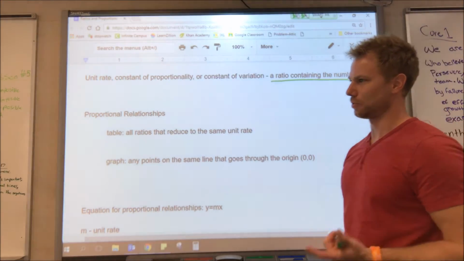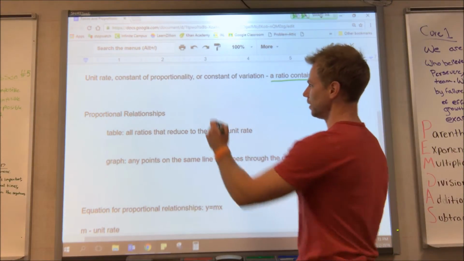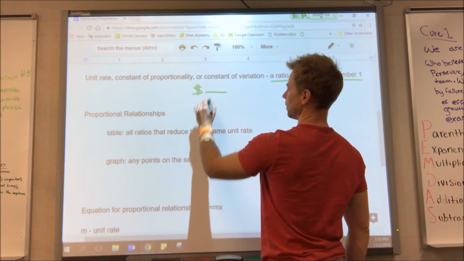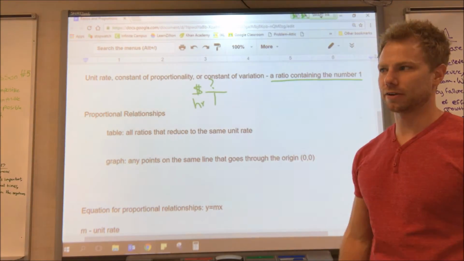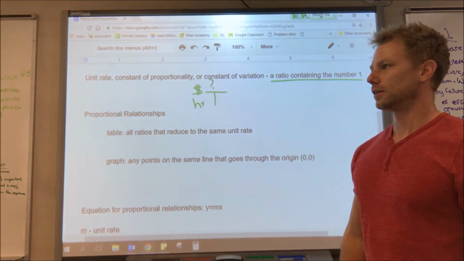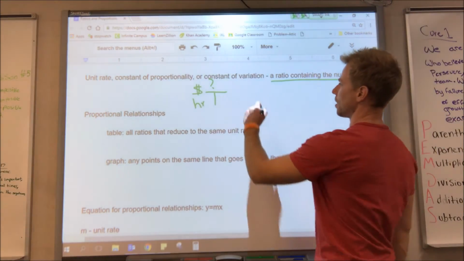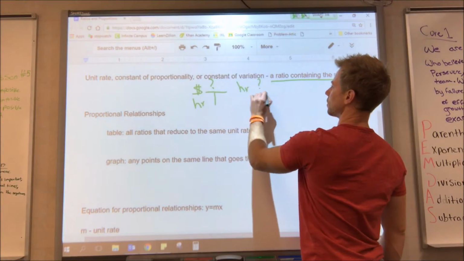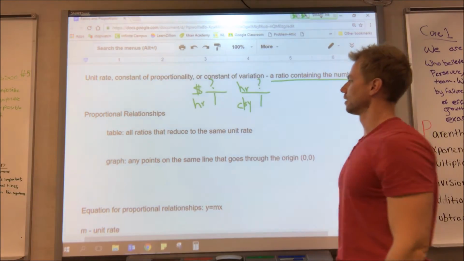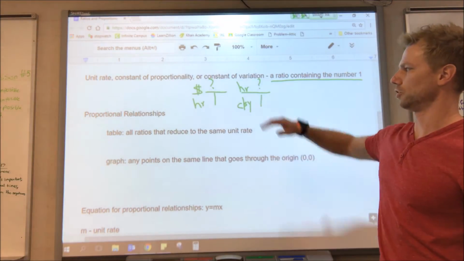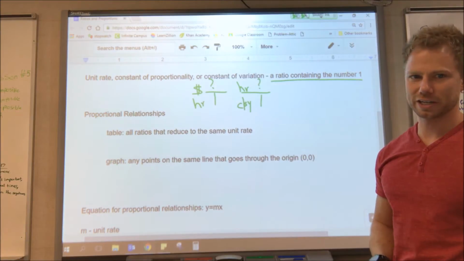For example, if I was trying to figure out what I get paid per hour, that would be how much money in 1 hour. If I was trying to figure out how many hours I work per day, it'd be how many hours in 1 day. All of those are unit rates, constants of proportionality, or a constant of variation because they have the number 1 in them.